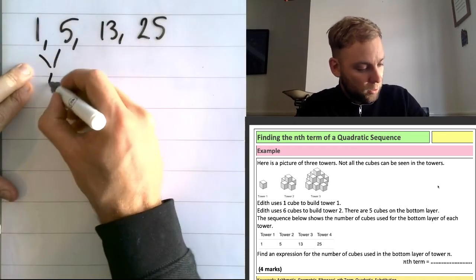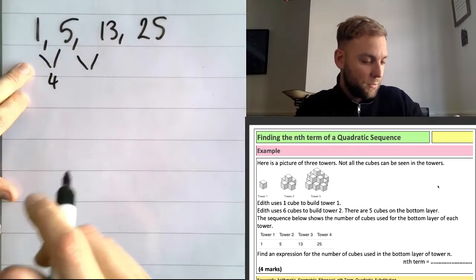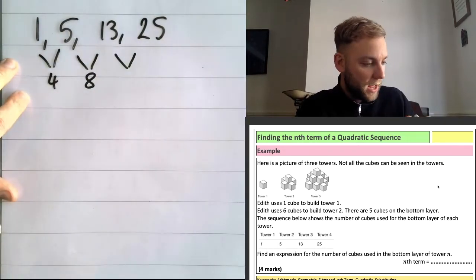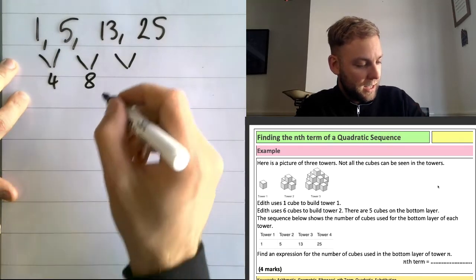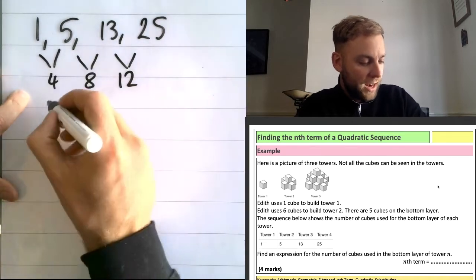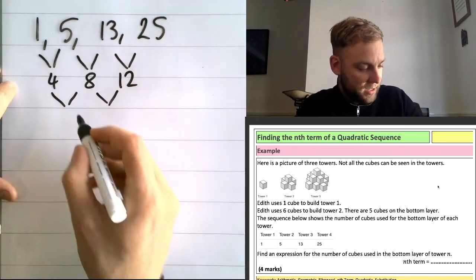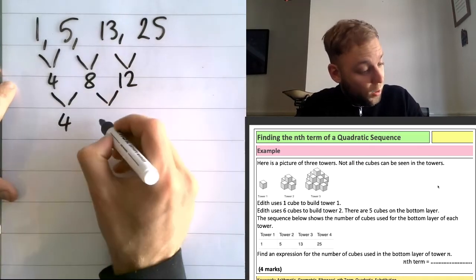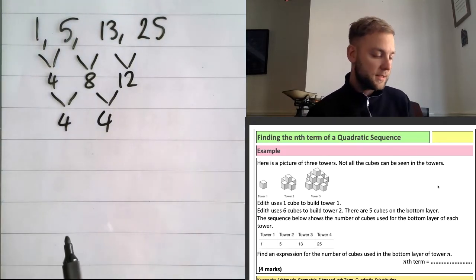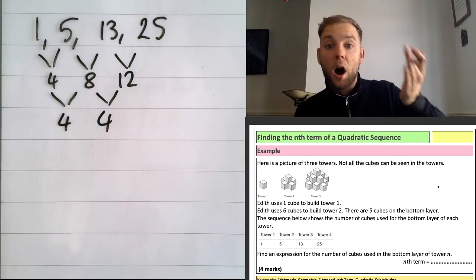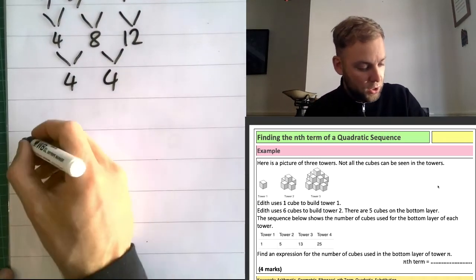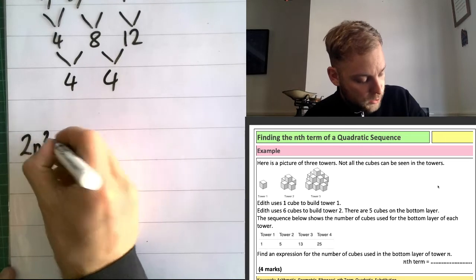So 5 take away 1 is 4. 13 take away 5 is 8. 25 take away 13 is 12. Then I'd work out my second difference, which in this case is 4 and 4. Remember that the number in front of the n squared is half of the second difference. So half of this 4, which is going to be 2. So it's going to be 2n squared.